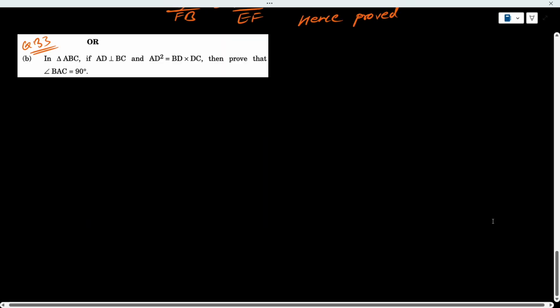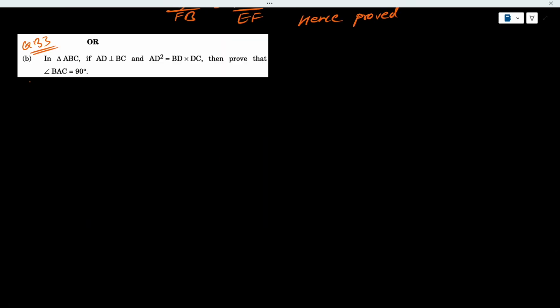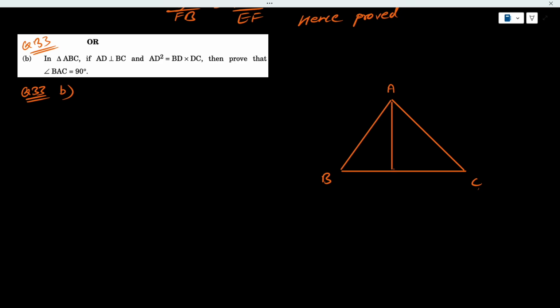Now this is your question number 33, second part, internal choice question, B part. So this is question number 33, OR part. What is written here? In triangle ABC, if AD is perpendicular to BC. So first let us draw the figure here. If I draw the triangle here, let us take here ABC, right? I can take it here till here. This is ABC. Now what is written here? If AD is perpendicular on BC, so I'll take a perpendicular line here. Perpendicular means it is making 90 degrees on BC, right?